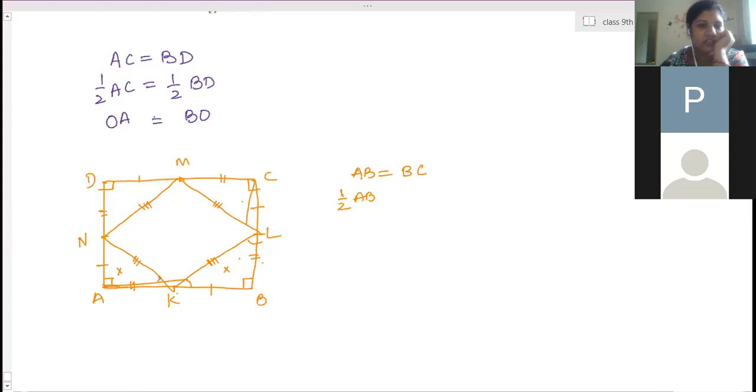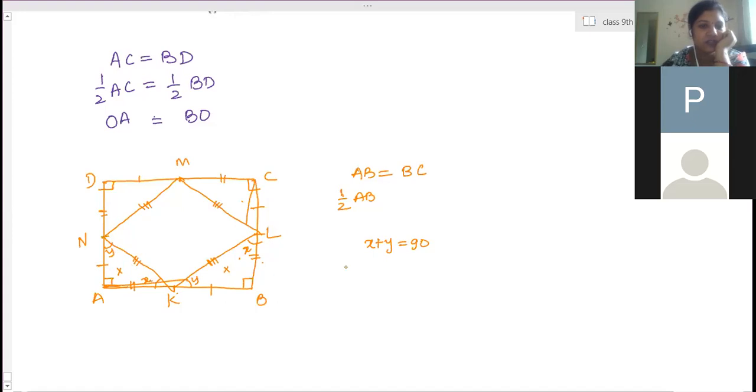This angle and this angle are equal. This is X, this is X, this is Y, and this is Y. Now X plus Y is 90. X plus Y is equal to 90 in triangle AKN. In this triangle, X plus Y is 90 because A is 90.